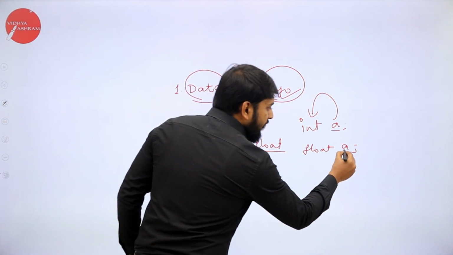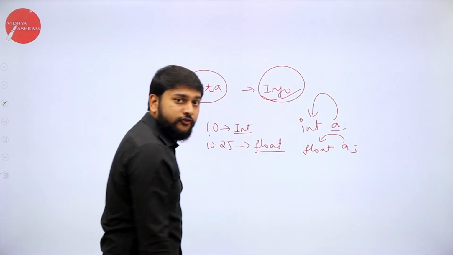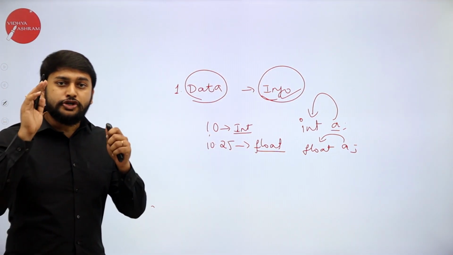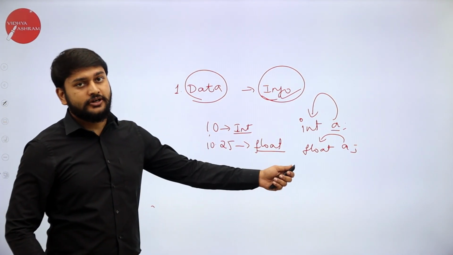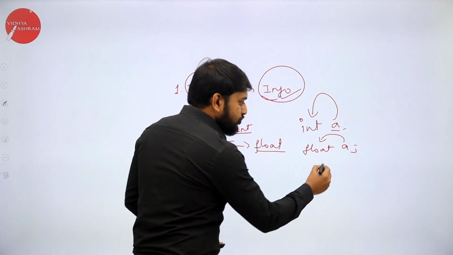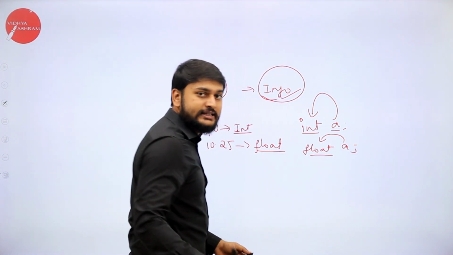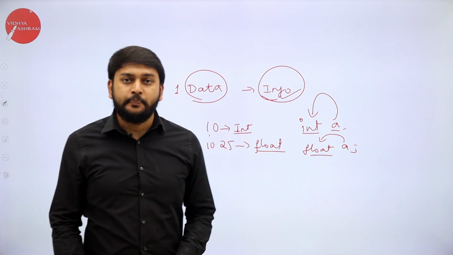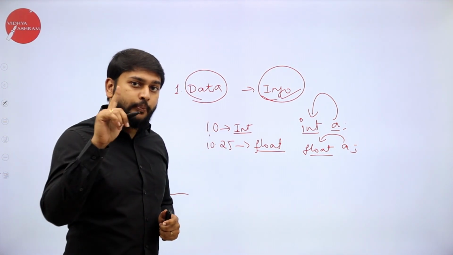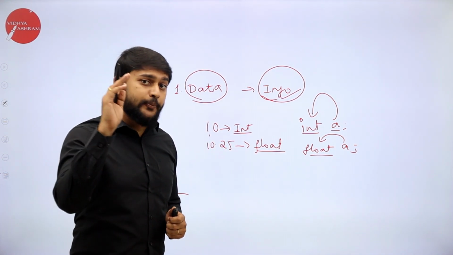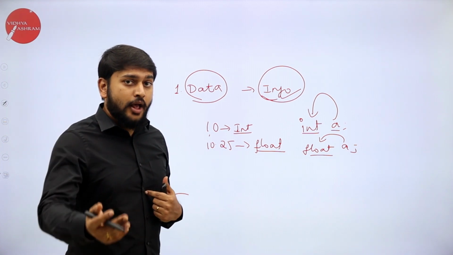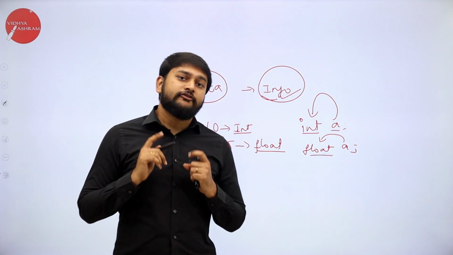So again, a variable a is of type float. You need to understand one concept here, my dear students. Float and int are predefined data types. So suppose I want to create my own data type, what do I have to do?